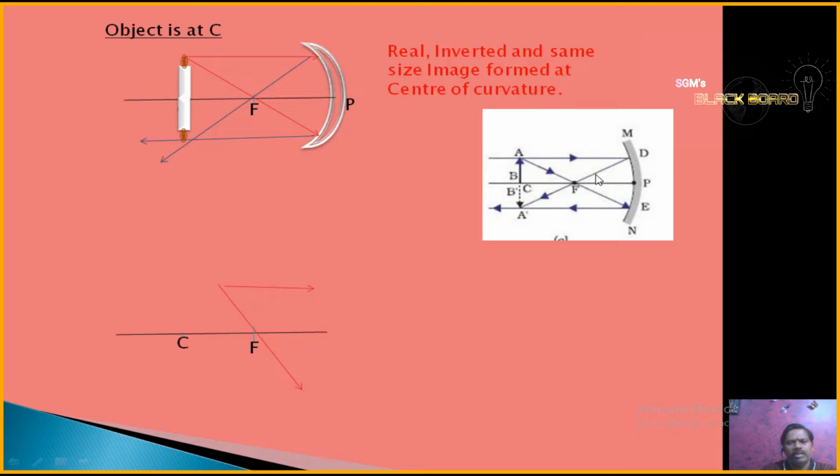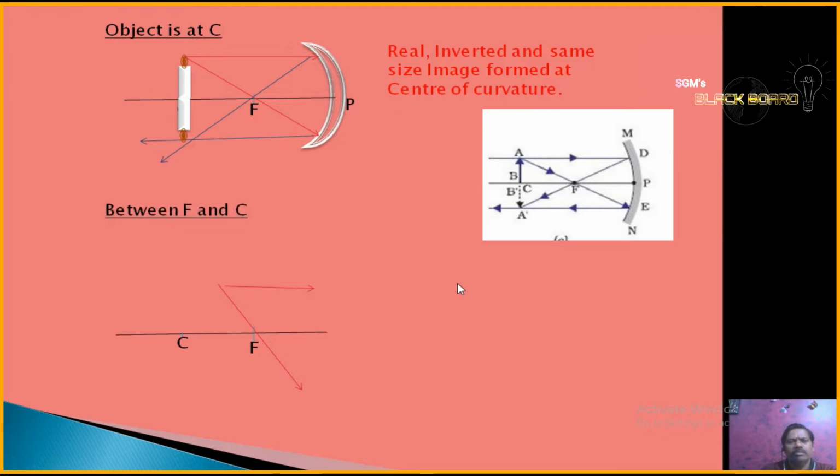Here you can see the ray diagram also. This is the object. The parallel ray, after incident, passes through the focus. This ray is passing through the focus, and after incident it is reflected here. So the image we are getting at the center of curvature is the same size, inverted, real image.